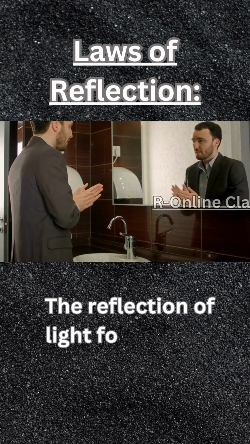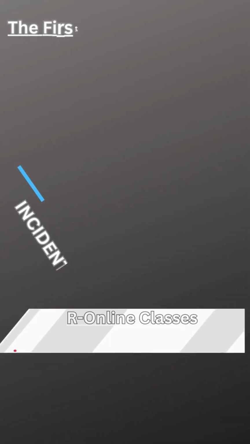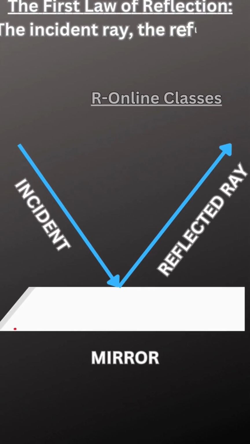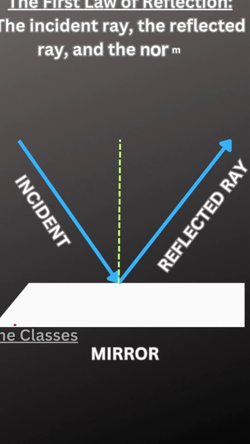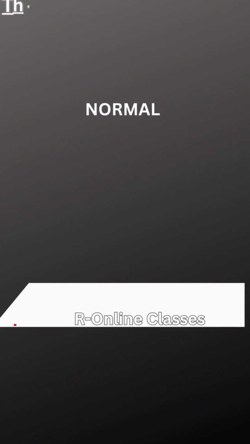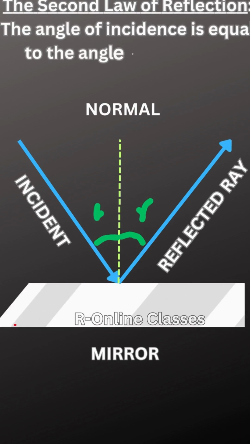Laws of reflection. The reflection of light follows 2 fundamental laws. The first law of reflection: the incident ray, the reflected ray, and the normal, a line perpendicular to the surface, all lie in the same plane. The second law of reflection: the angle of incidence is equal to the angle of reflection.